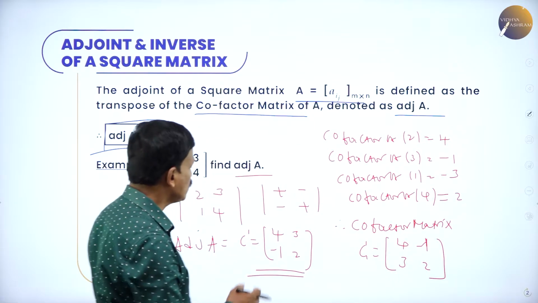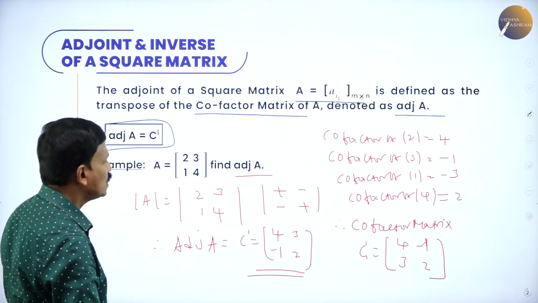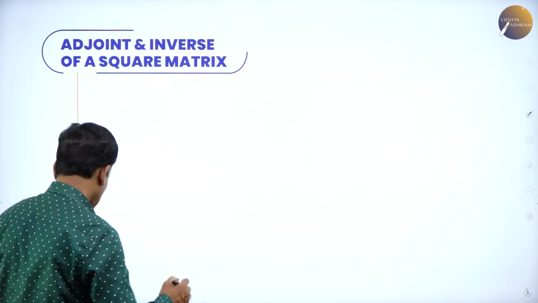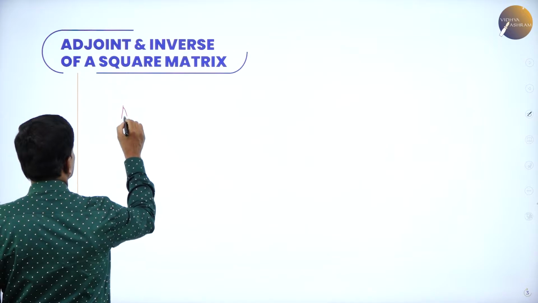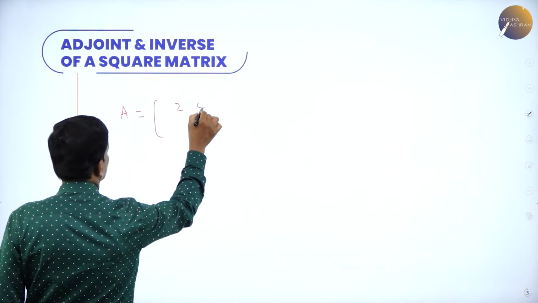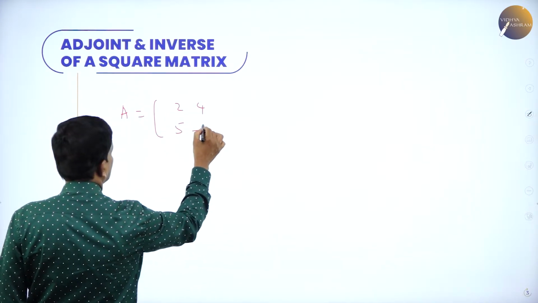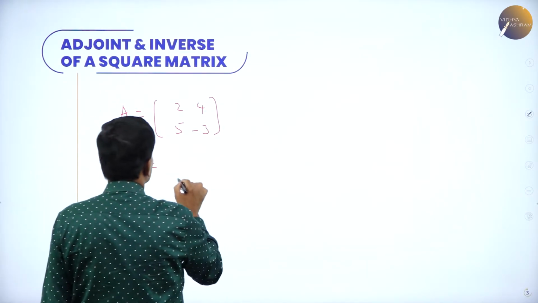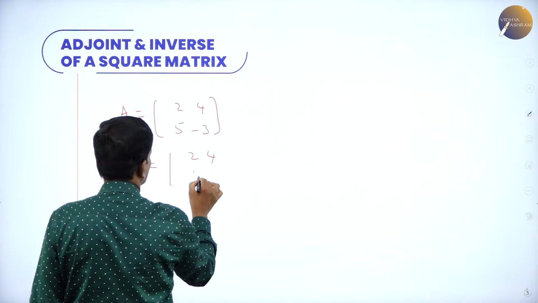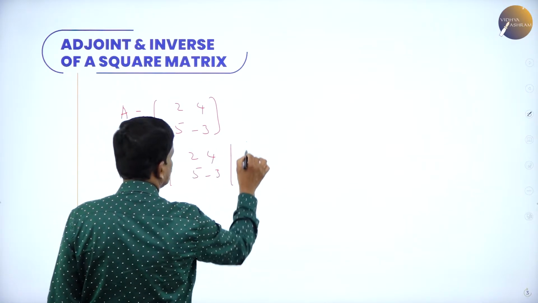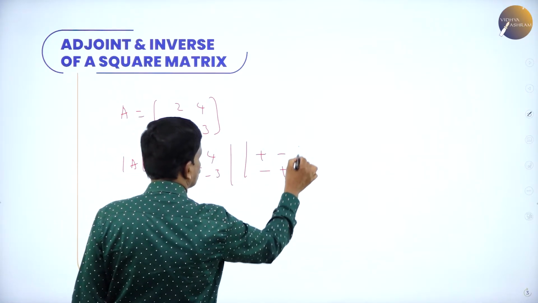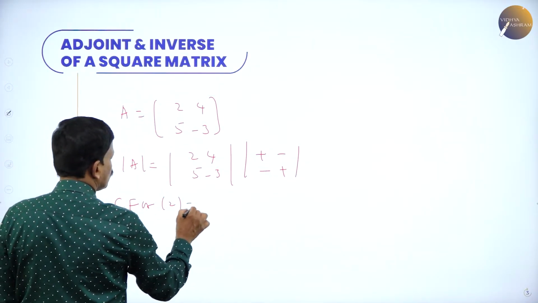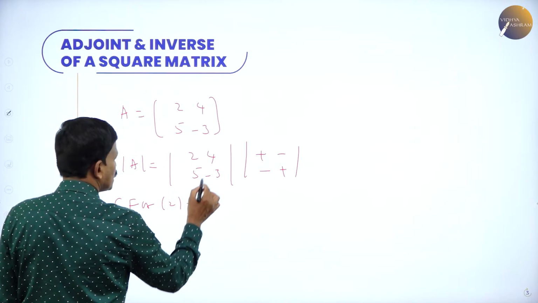First, let us study regarding this. So, let us take one more problem. Suppose A is equal to 2, 4, 5 and minus 3. Then the determinant of this is determinant 2, 4, 5, minus 3. The signs are plus, minus, minus, plus. Now write down the cofactors. Cofactor of 2 is, this row and column is deleted, minus 3.